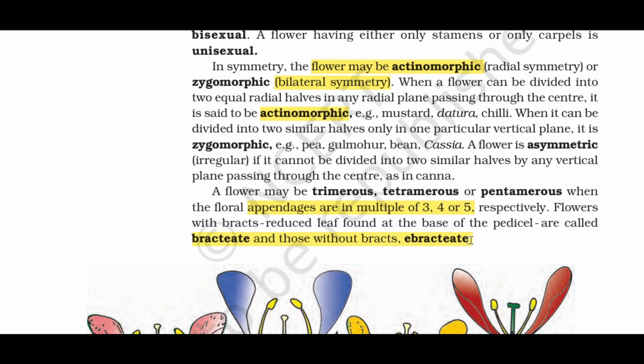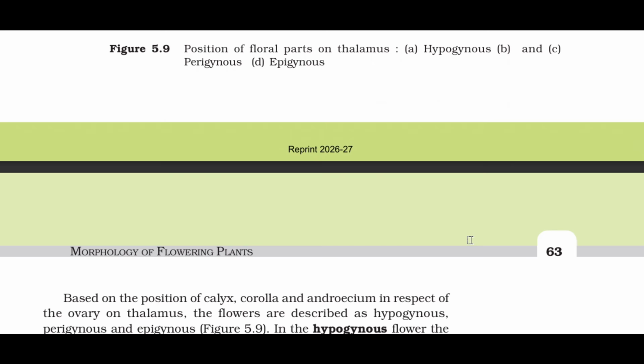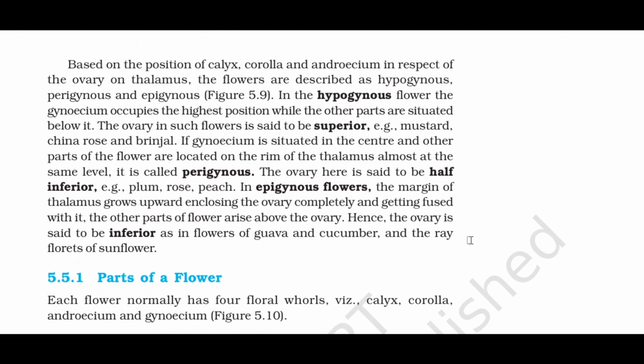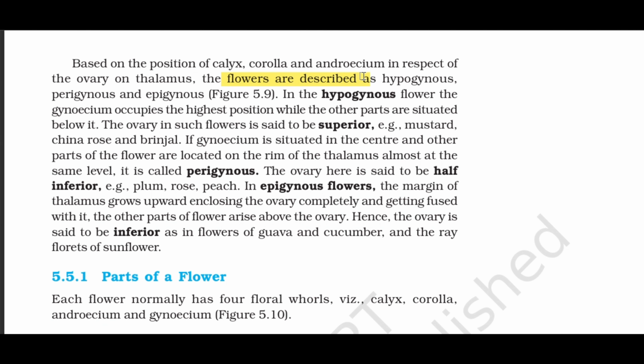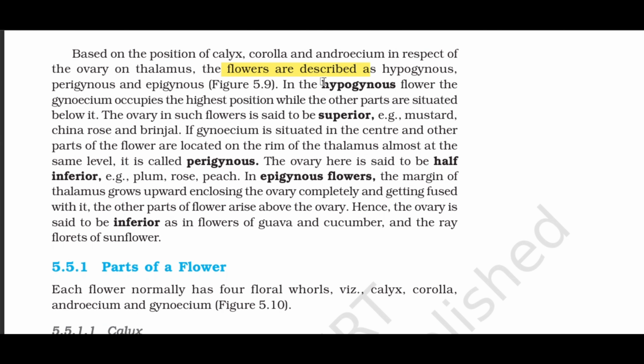Based on the position of calyx, corolla and androecium in respect of the ovary on thalamus, the flowers are described as hypogynous, perigynous and epigynous, figure 5.9. In the hypogynous flower, the gynoecium occupies the highest position while the other parts are situated below it. The ovary in such flowers is said to be superior, example mustard, China rose and brinjal.